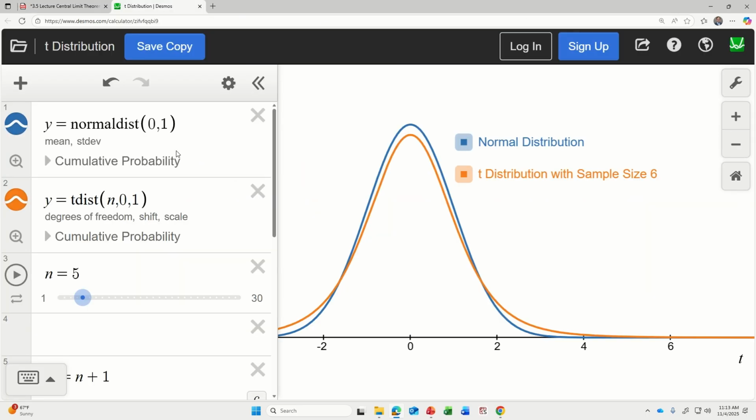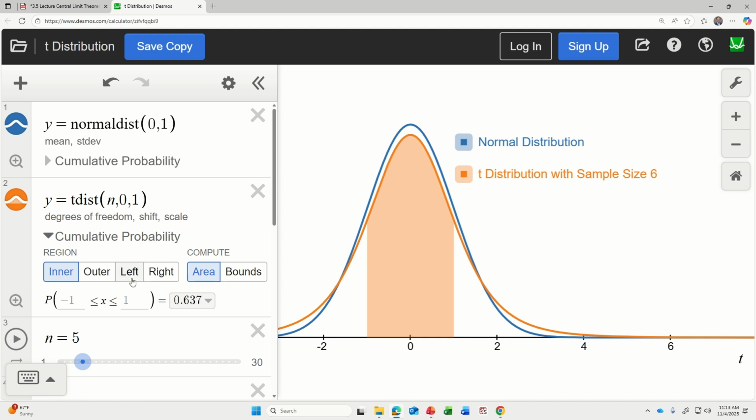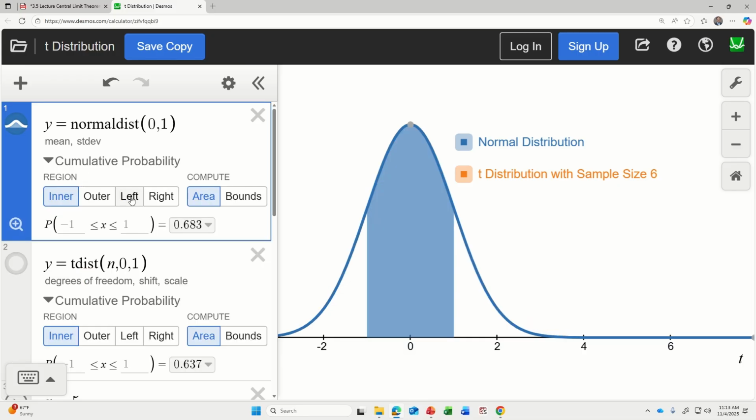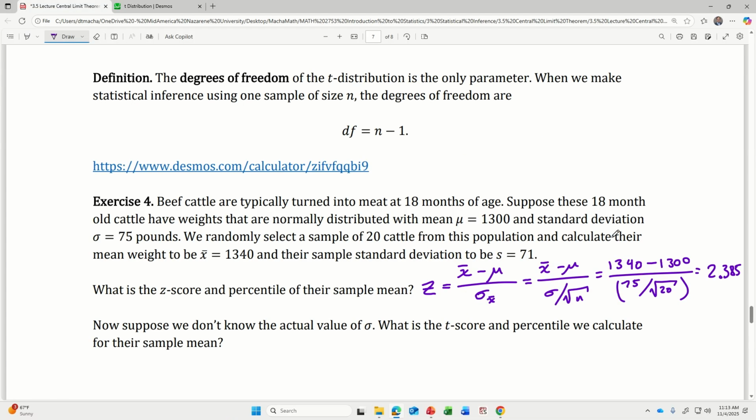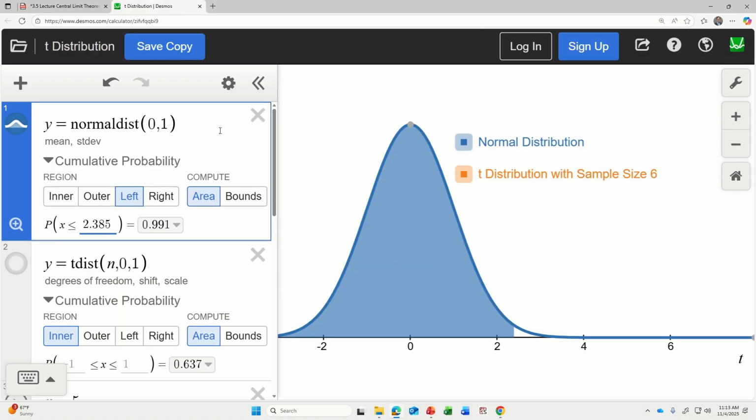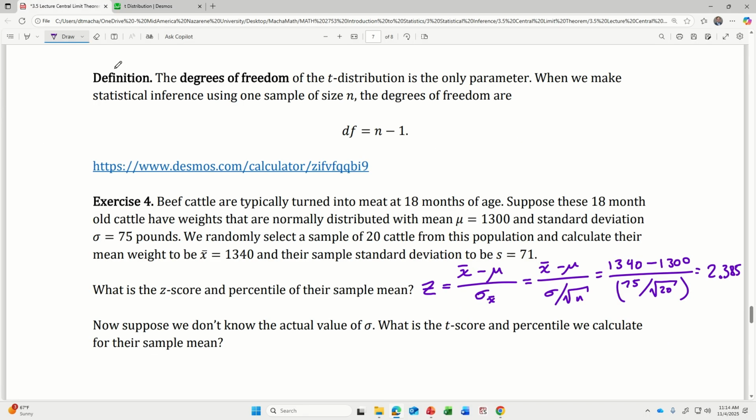If I want to get the percentile, then I need to look at my normal distribution and calculate the area that's to the left of 2.385. So Desmos can tell me that the area to the left of 2.385, the shaded region, is going to be an area of 0.9915. If you don't have Desmos, you can look it up on the table.